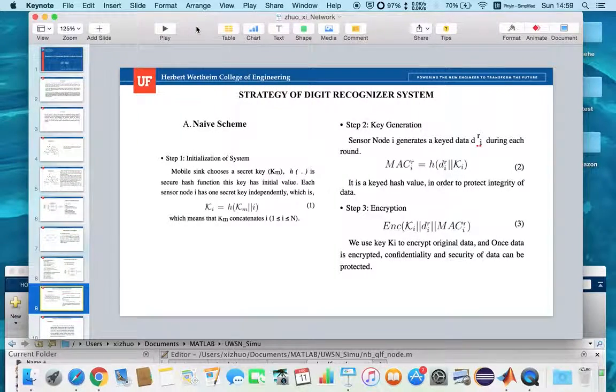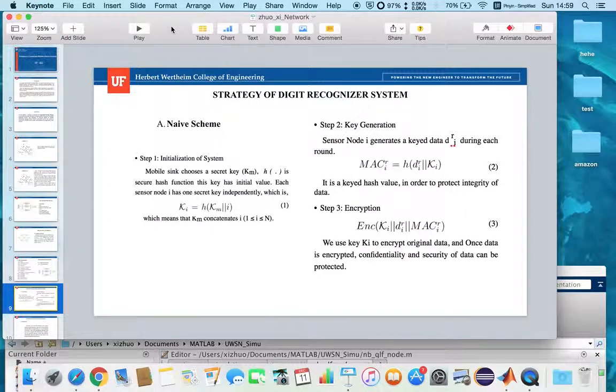Let me introduce the first scheme, the native scheme. It has three steps. The first step is to initialize the system. The mobile sink chooses the secret key, and the hash is a security hash function. This key has an initial value, and each sensor node i has one secret key like this.